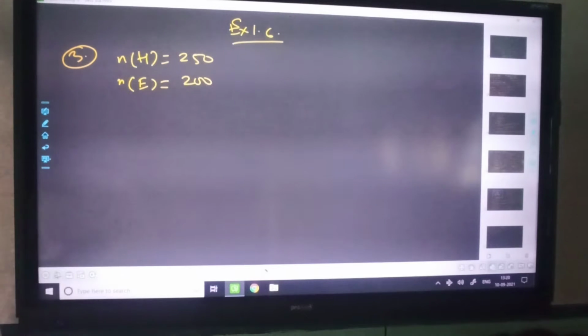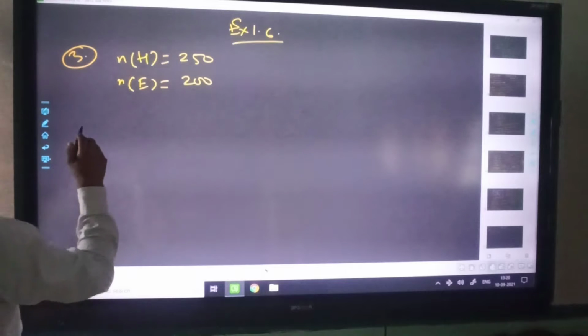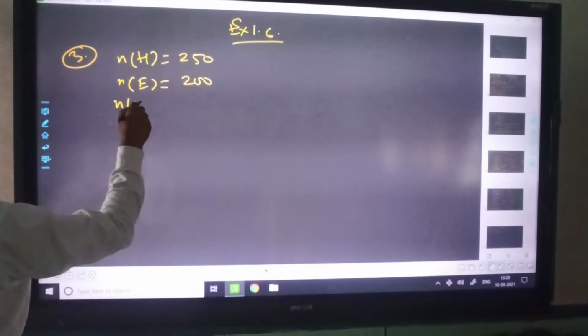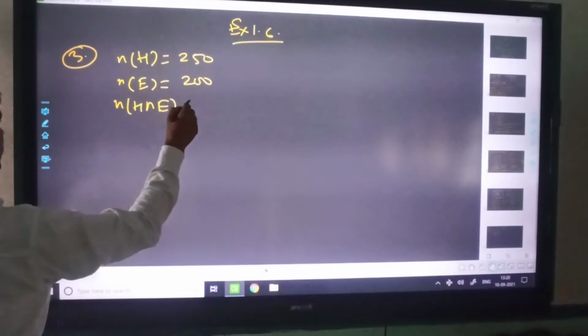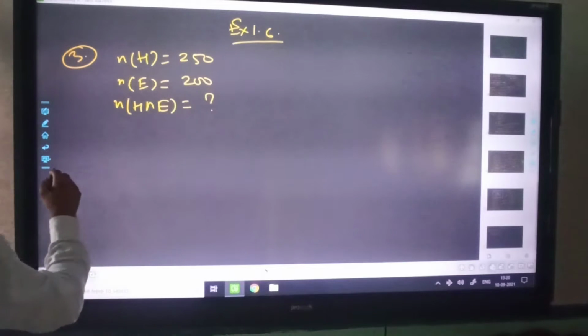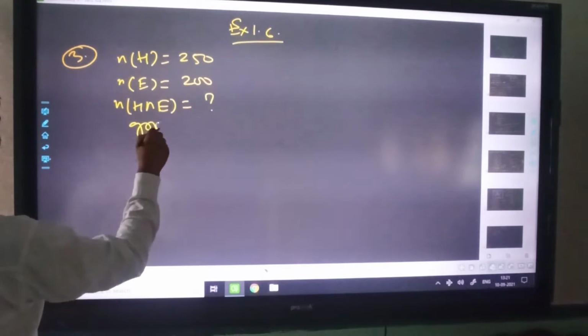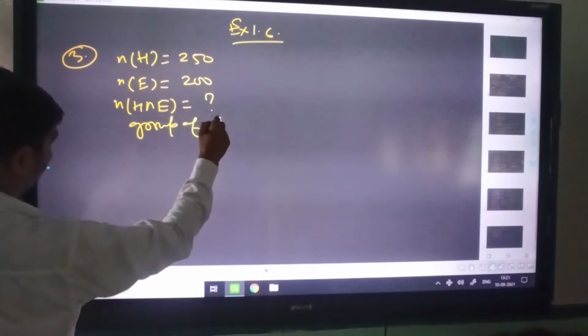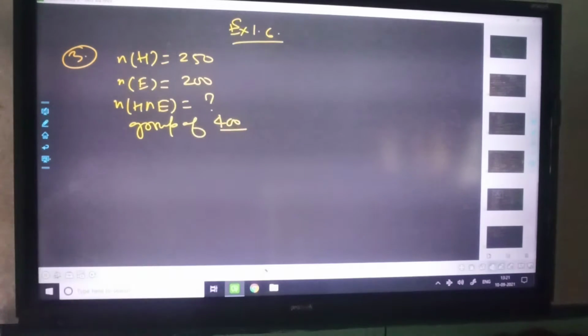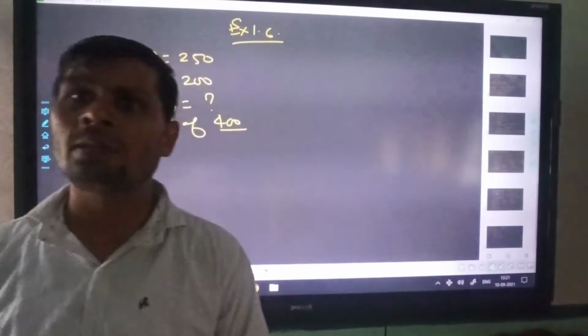And how many students can speak both Hindi as well as English? And one more thing is given, that this is a group of 400 people. I think this question is very simple and you can easily complete this question.